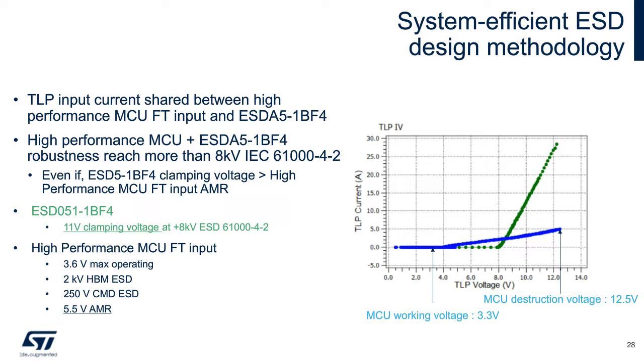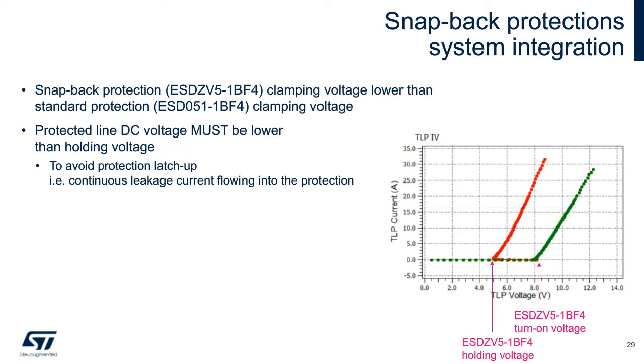Instead of standard ESD protection, green TLP IV curve, snapback ESD protection can be used, red TLP IV curve. Snapback protections present lower clamping voltage than standard protection thanks to the snapback effect that lowers the clamping once the protection has turned on. At 16 amp, ESD V5 1BF4 presents a clamping voltage nearly 2 volts lower than ESD 051 1BF4. But the protected line DC voltage, if present, must be lower than the holding voltage of the snapback ESD protection.